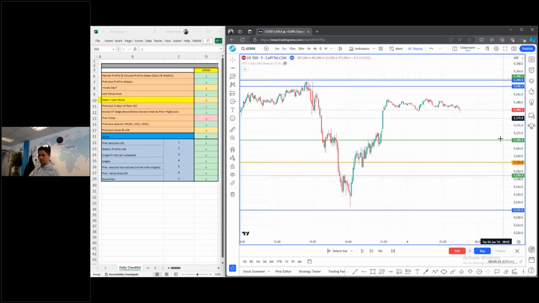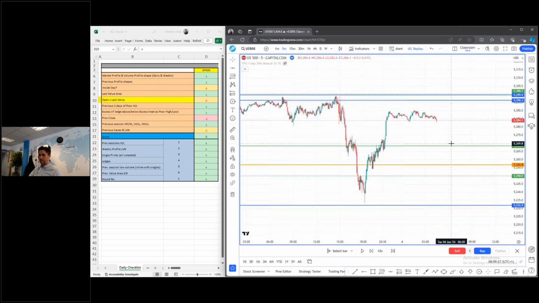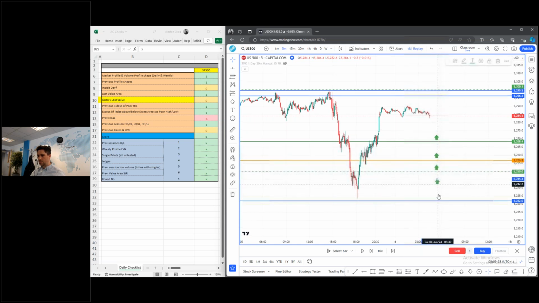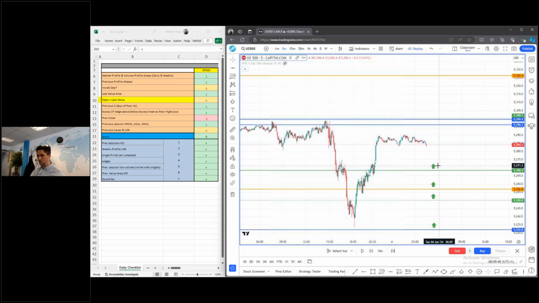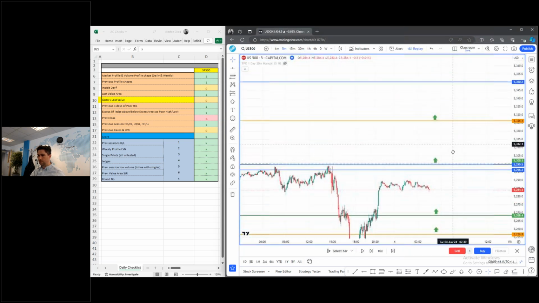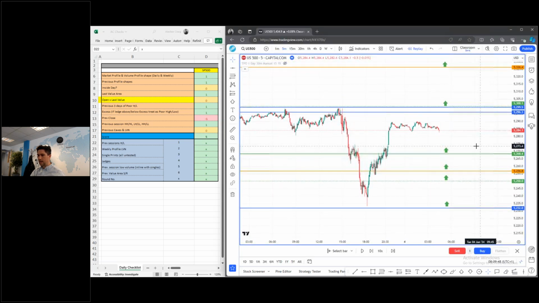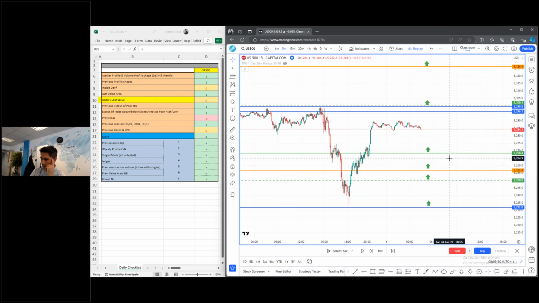If I drop down into my 5-minute, life now becomes relatively simplistic. I know I want to be a buyer, and I'm looking to be a buyer should the price either come down to one of these support levels and show me evidence that it could go back up, or if it breaks through some of these resistance levels. If I'm anywhere in between these, I shouldn't really be looking to do anything. And I've got no option to sell here. The only thing I'm looking for is to buy.